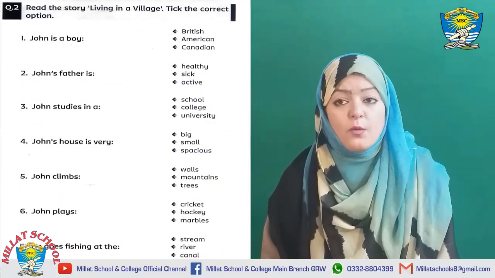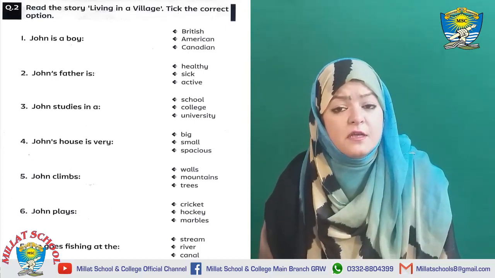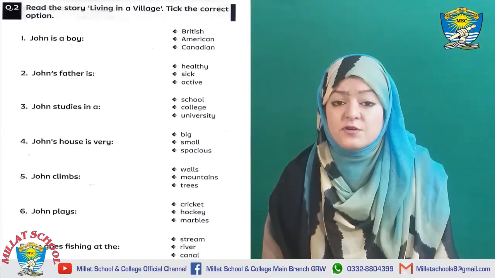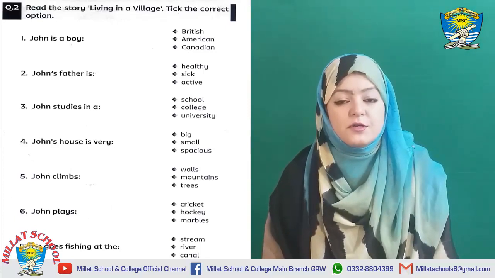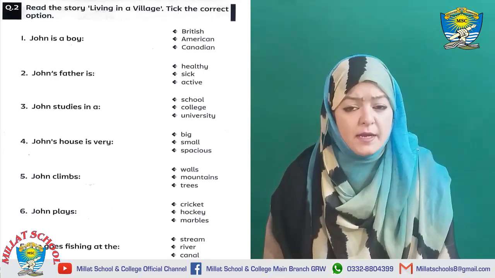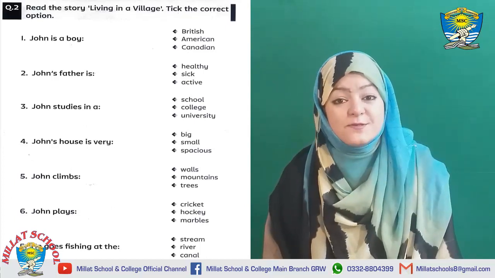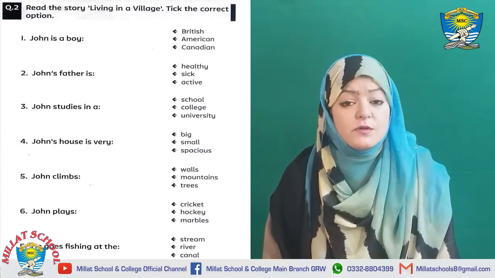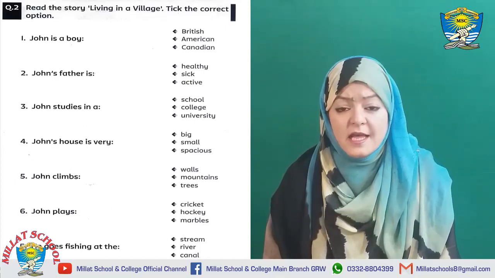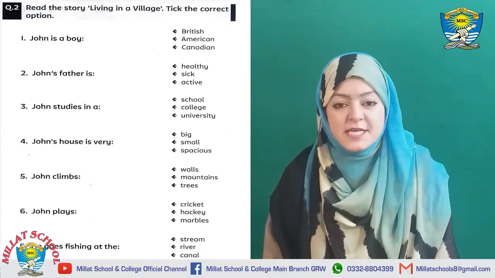Question number 2. Very interesting question. Read the story Living in the Village and take the correct option. We have already read the story, and we know all the things of the story, so easily we will take the right option. Question number one is, John is a boy: British, American, Canadian. So tell me, he is a British boy. Good. So we will take British. Question number two, John's father is healthy, sick, active. What is the right option? Sick. You will take sick.